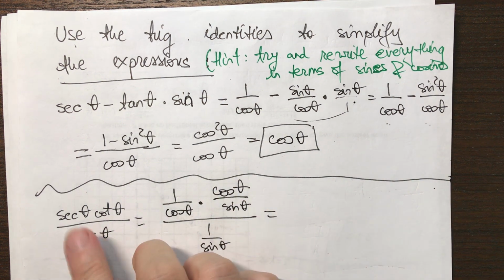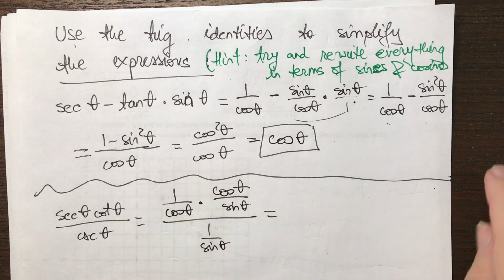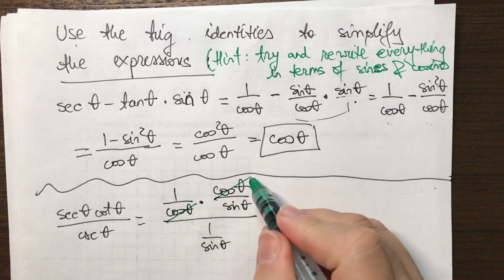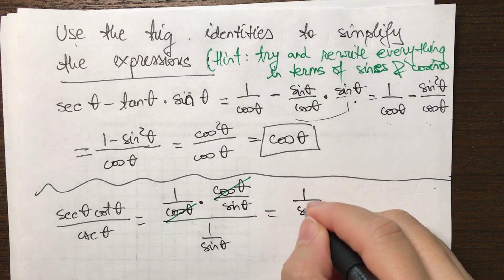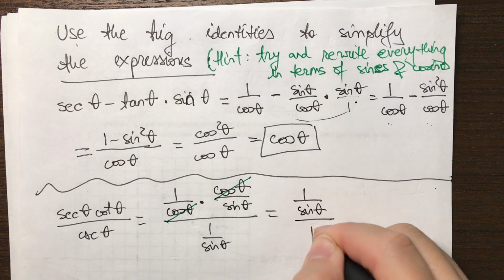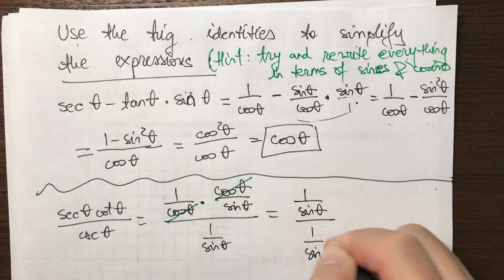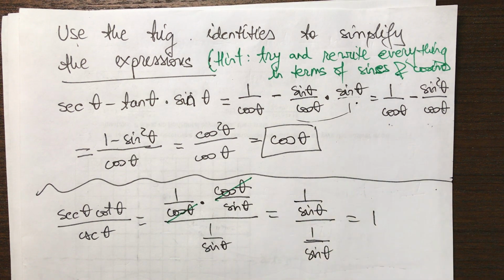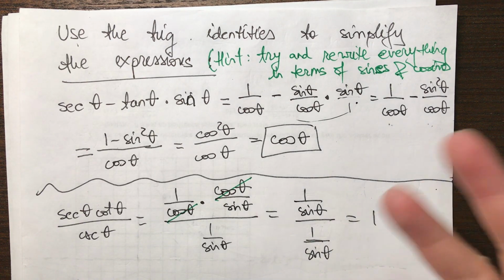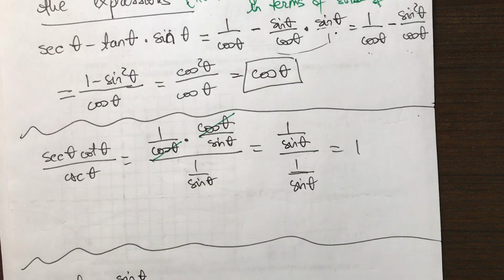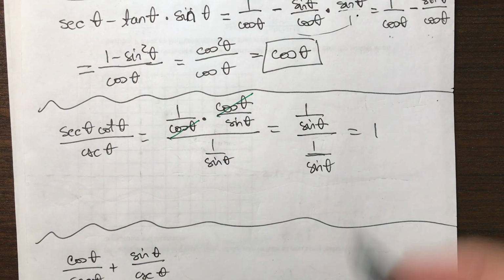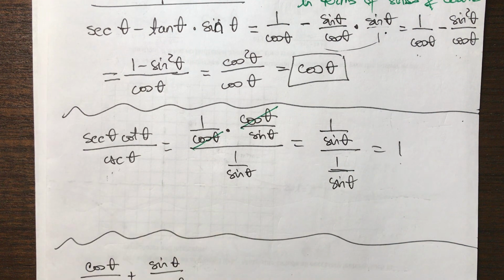So I rewrote everything using my identities. Now I'm going to use some algebra, and these two will cancel out. So I'm left with 1 over sine theta over 1 over sine theta. Well, that's not much work to be done. That's a 1, that's for sure. Divide a fraction by itself, right? Of course, multiply by the reciprocal. That sine theta goes away, so you'll be left with 1. Definitely much simpler than this.